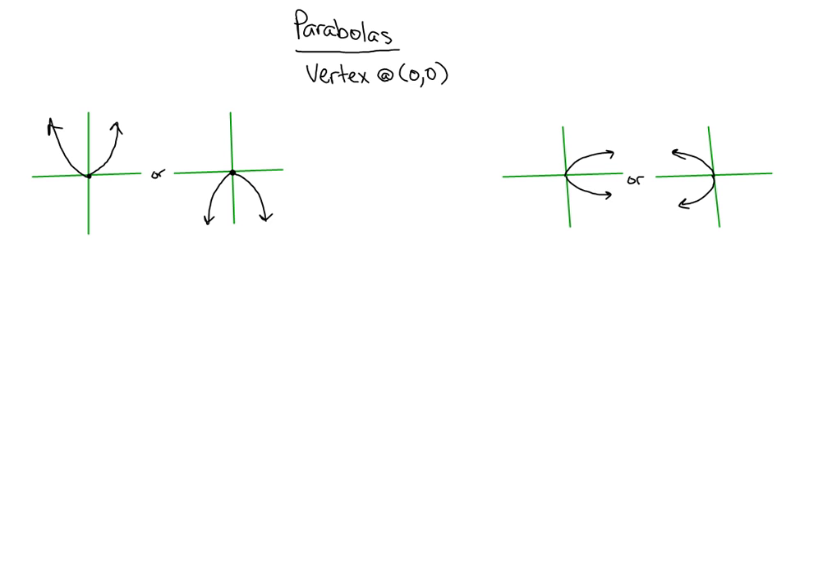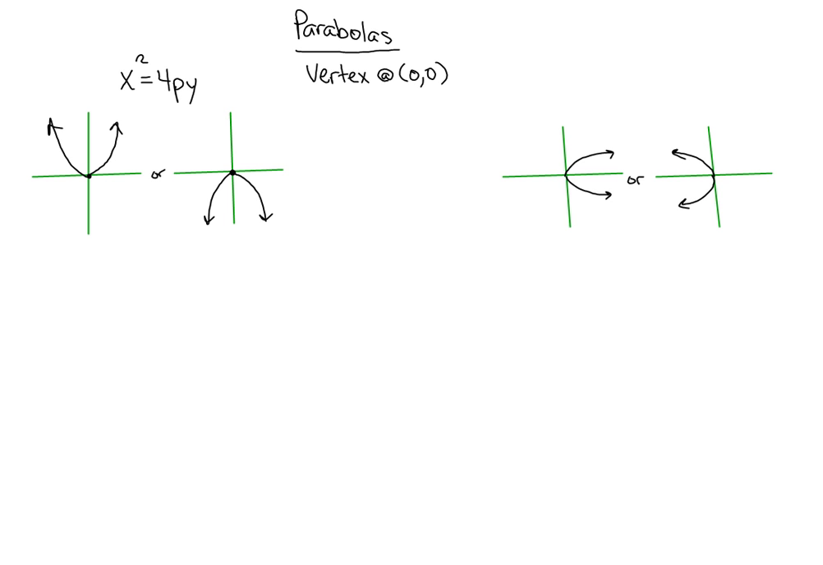As long as the vertex is at 0, 0, our equations for these are going to be x squared equals 4py. This is a form of the equation you have not seen. You have only worked with y equals ax squared plus bx plus c, or vertex form y equals a times (x minus h) squared plus k, or intercept form y equals a times (x minus p) times (x minus q). You guys have not worked with the conic section version of the parabola equation. This is new to you. x squared equals 4py. I'll talk about what the p is in just a moment.